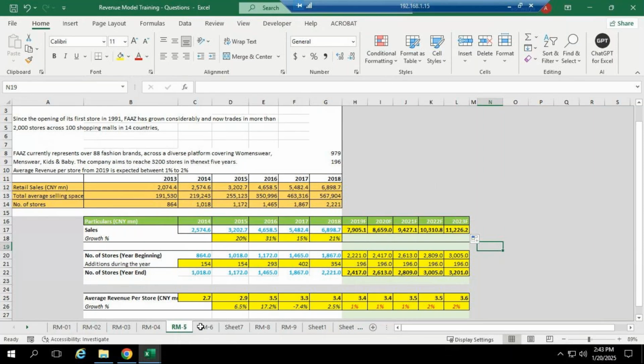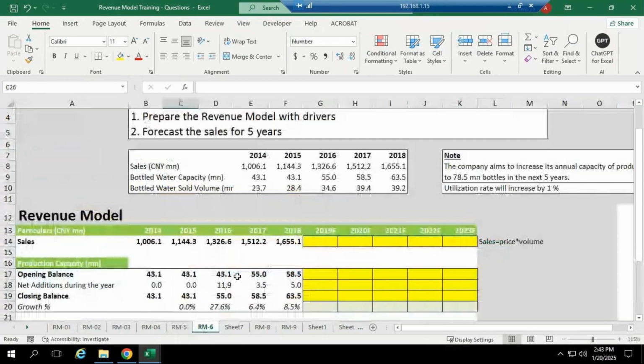Okay. So we'll just move on to the RM6. This is also the same similar method. So prepare the revenue model with drivers. Forecast the sales for 5 years. The sales will be in CNY million. So for 2014 to 2018 they have given for you, then from 2019 to 23 you have to calculate.